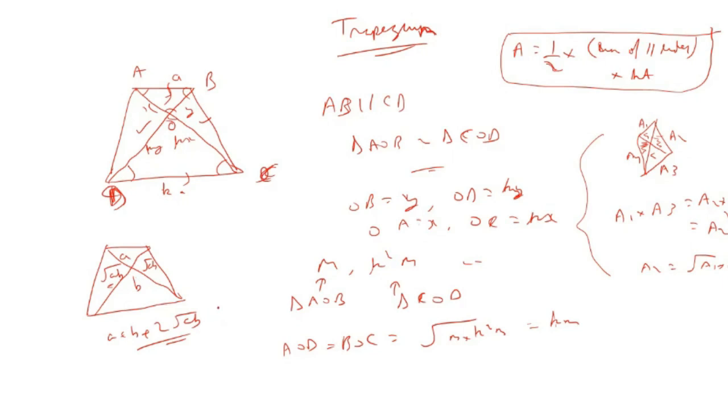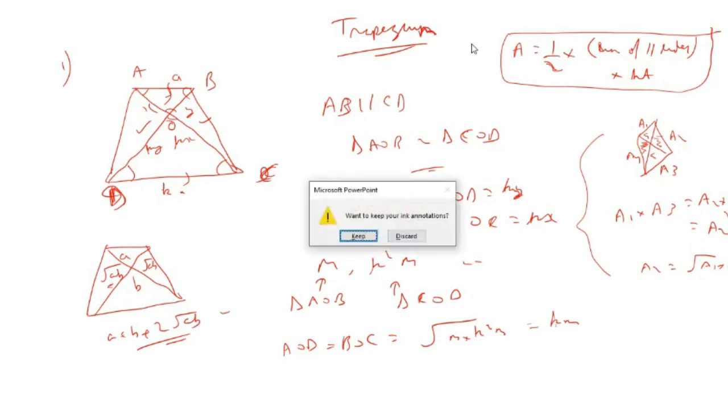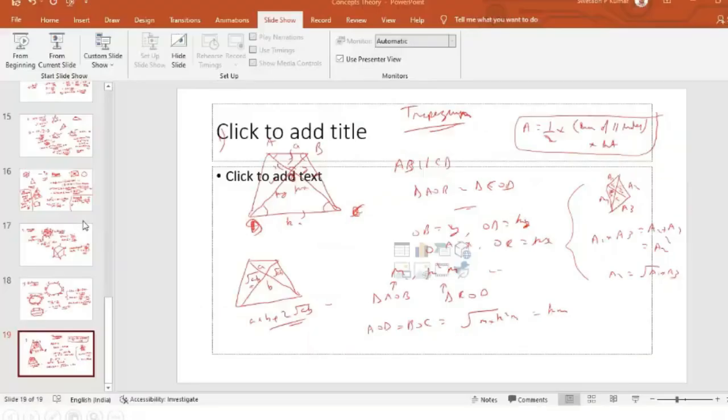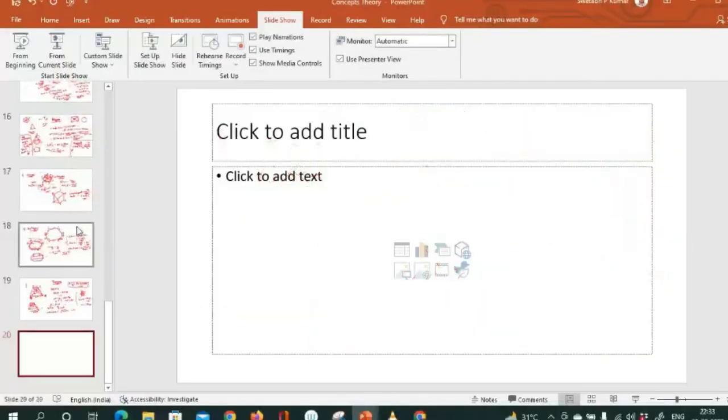So this is pretty important. Questions have been asked directly on this, and we'll cover a question or two from this concept. Essentially, this is the first important concept for the trapezium, or probably second if you count the area funda as one as well. Actually, we'll cover two, three concepts at once because they all use the same thing.